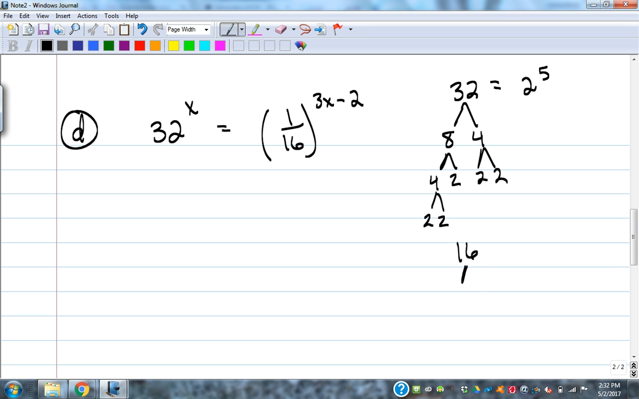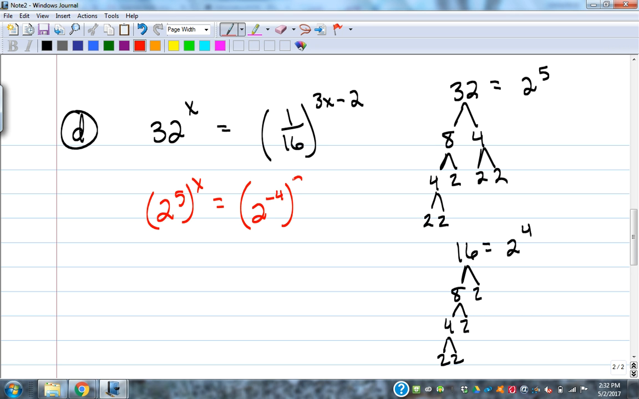What about 16? Yeah, so this would be 8 and 2, 4 and 2. It's 2 to the 4th. So 1 over 16 would be 2 to the negative 4. So this is how we would break that one down. 2 to the 5th, to the x, equals 2 to the negative 4, to the 3x minus 2. You can see exponentially how those are related, 32 and 16.